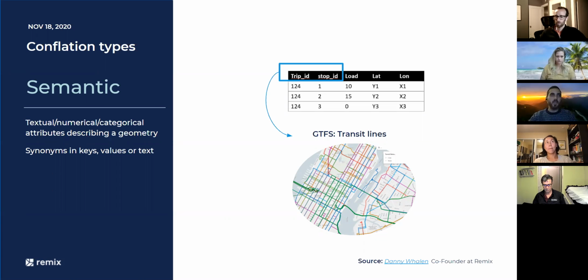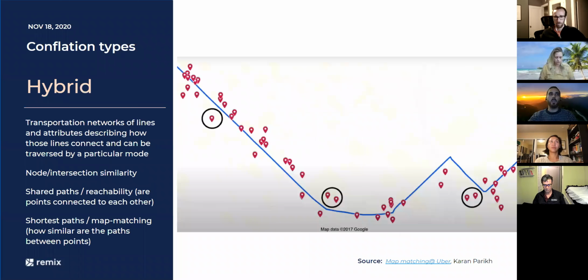And the third one, that is the hard one, is the hybrid. And in this case, what I'm showing here is a screenshot from an Uber talk. Karan Parikh, an engineer at Uber at the time, gives a great presentation on how this works. If you are interested in the deep details, I recommend that talk to you. I'm just going to explain it very briefly to explain what we did.